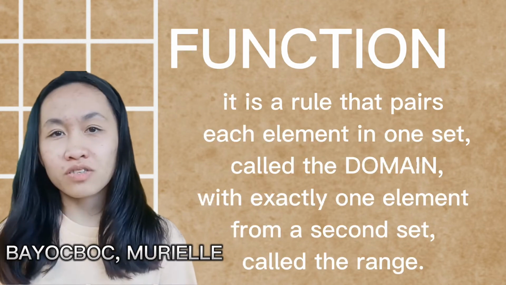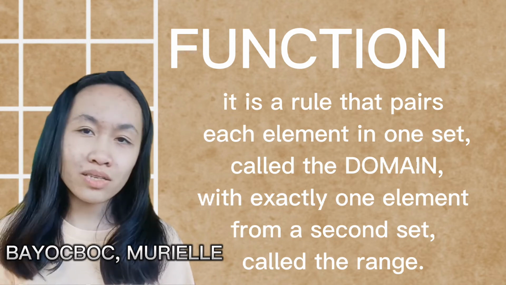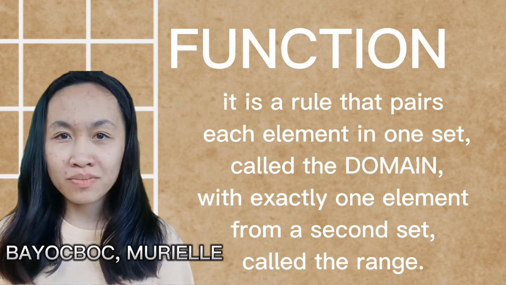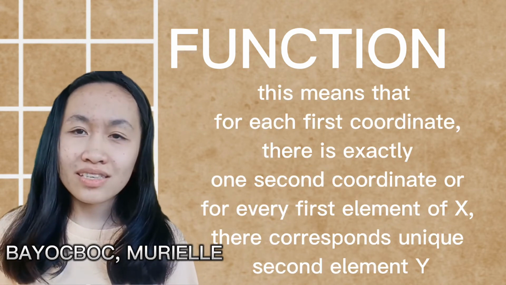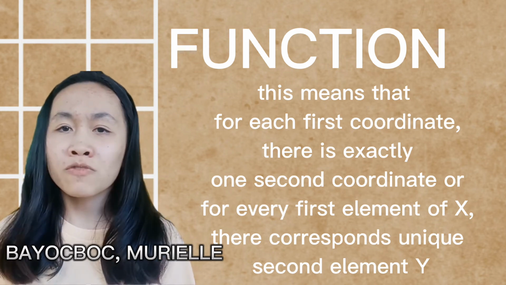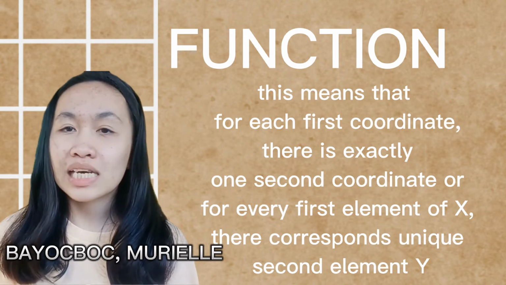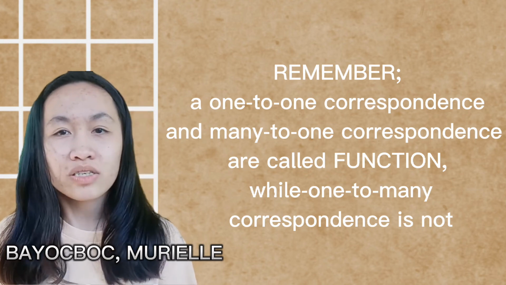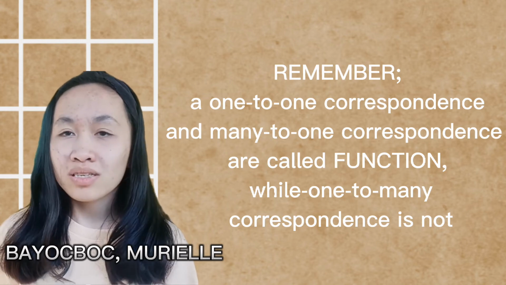Function. It is a rule that pairs each element in one set called the domain with exactly one element from a second set called the range. This means that for each first coordinate, there is exactly one second coordinate, or for every first element x, there corresponds a unique second element y. Remember, a one-to-one correspondence and a many-to-one correspondence are called functions, while a one-to-many correspondence is not.